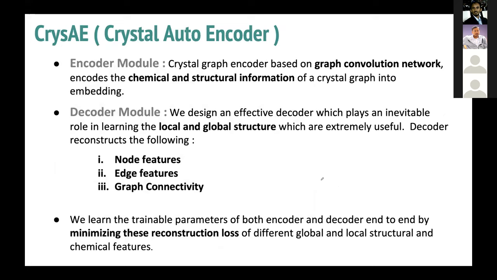So what is CRIS-AE doing? The encoder encodes the crystal graph based on a graph convolution network. We are having the chemical and structural information, as I showed. And then we have the decoder. In the decoder part, we decode the node features, the atom features, and the graph connectivity, whether some two atoms are connected or not connected, and how they are connected. The parameters are trained by minimizing the reconstruction loss of different, what we call global and local, structural and chemical information. Let us take this picture, which will give you a little better understanding.